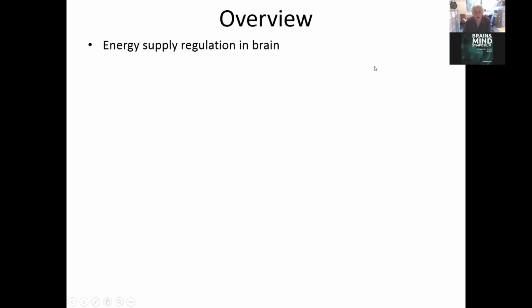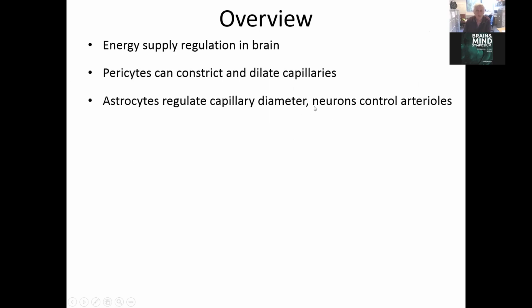So in today's lecture, what I've done is I've shown you how energy supply is regulated in the brain at both the capillary and the arterial level. I've shown you pericytes regulate at the capillary level, and neurons, and this mechanism goes via astrocytes, whereas neurons control arterial regulation of blood flow.